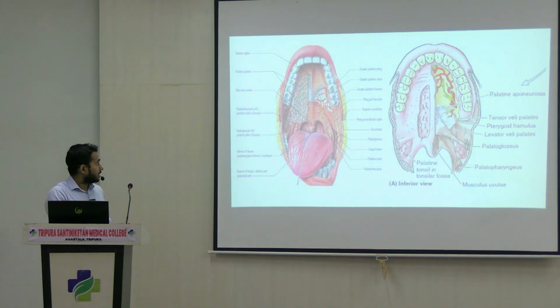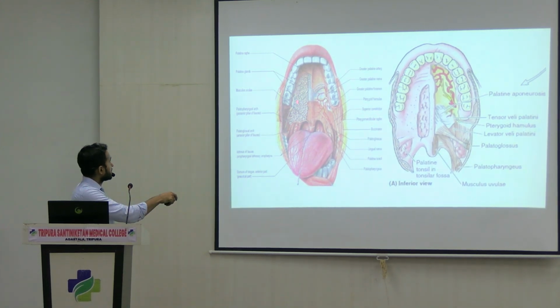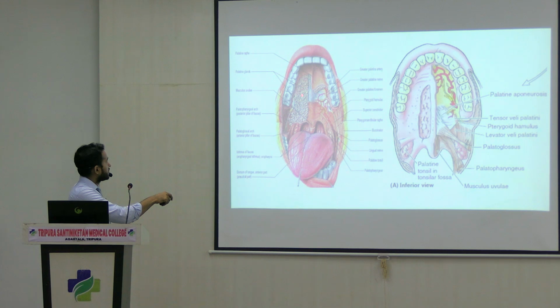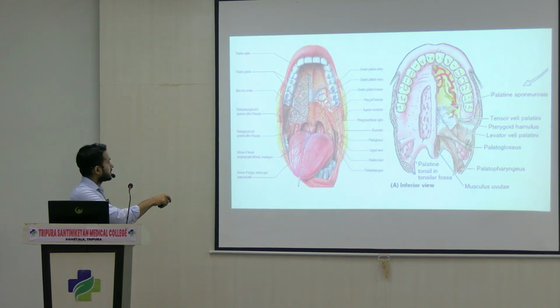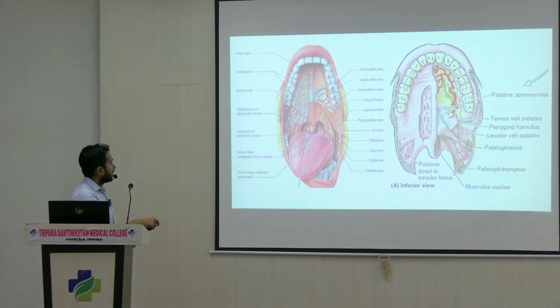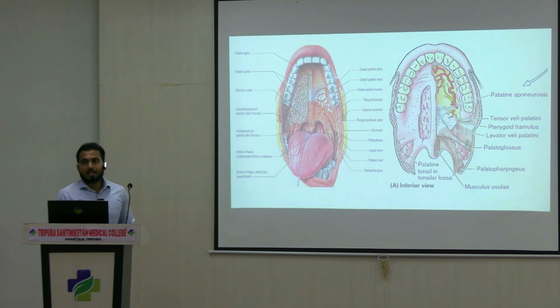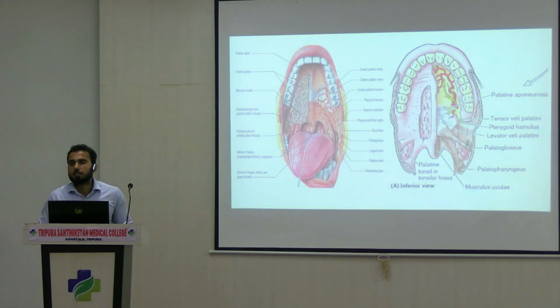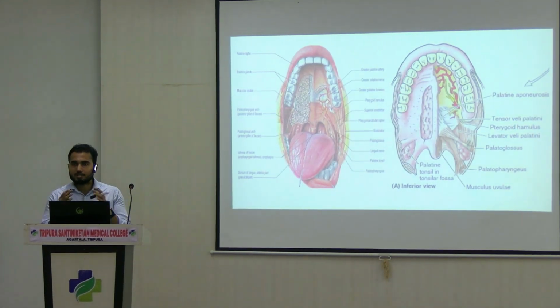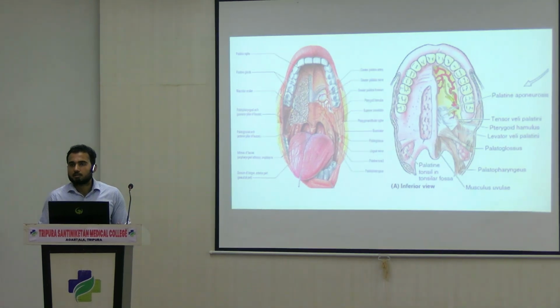Now here in this particular diagram, you can see these are the palatine glands. Next, here you can see this is the uvula, and here you can see these are the different arches. This is the palatoglossal arch, and this is the palatopharyngeal arch. Okay. Next, I have mentioned the palatine aponeurosis, which is strengthening the soft palate.